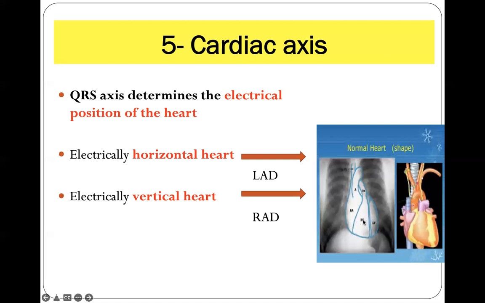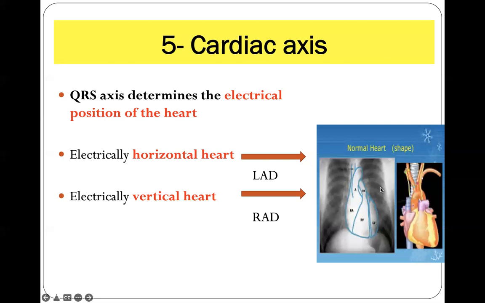Or the heart is shifted to the left side due to left ventricular hypertrophy, or anything that pushes the heart upward, making the heart more vertical, like presence of ascites or pregnancy, giving a new position which is called a horizontal heart. And in the horizontal heart, the heart is shifted to the left side, so it produces a left axis deviation.